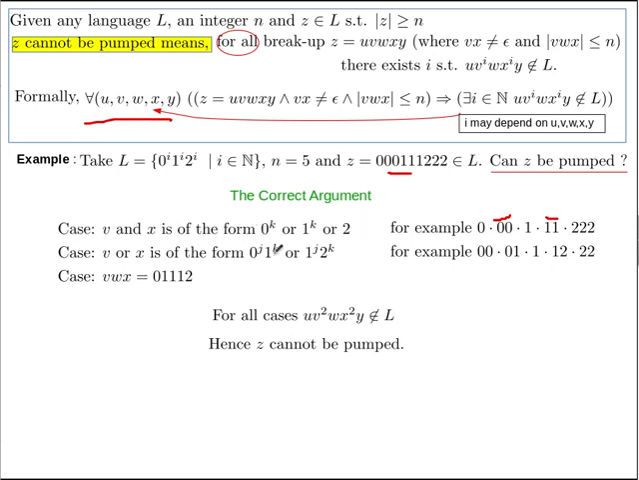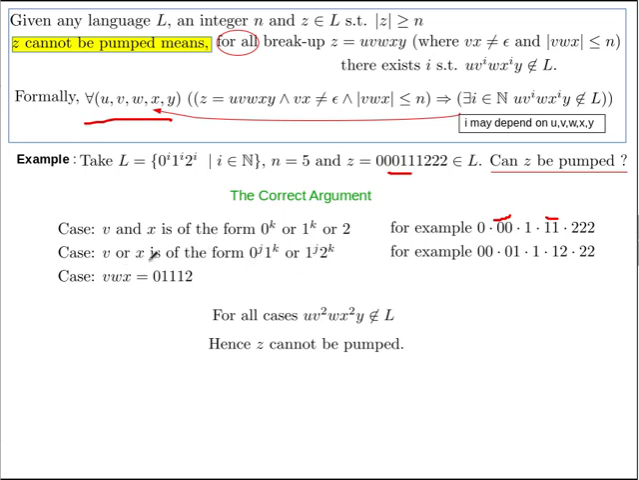The next case is that either v or x involves 2 symbols, and 2 symbols means they span a boundary. Here we have a boundary from 0 to 1, and here we have a boundary from 1 to 2. At least one of them satisfies this condition, so both do not have to, that they involve 2 different kinds of symbols. So either it is 0 and 1 or it is 1 and 2.